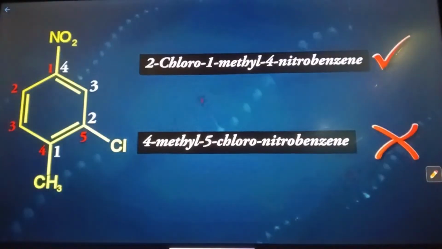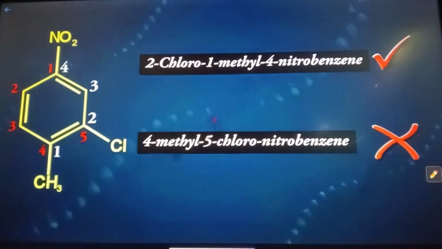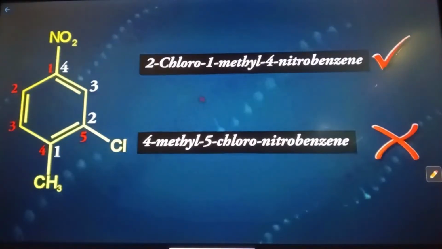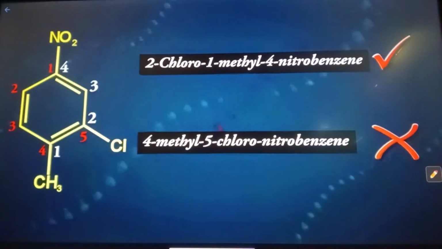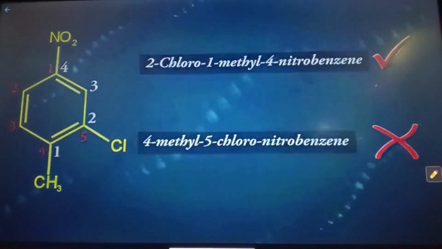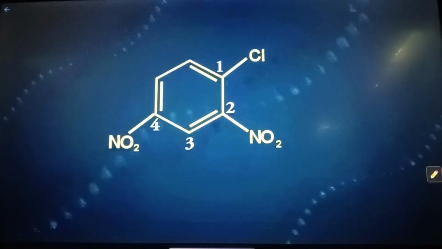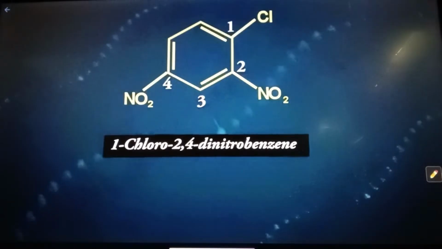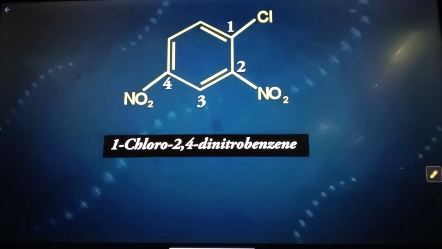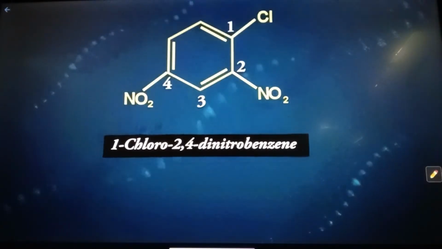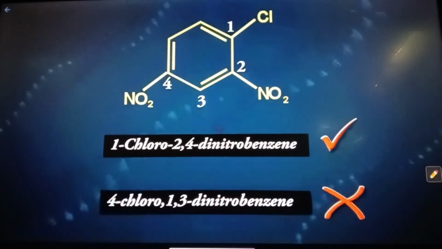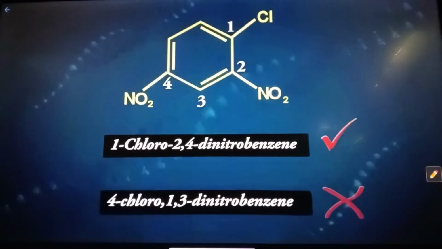Hope you can understand why we have numbered chlorine at position 2 instead of position 5. Let us see another example. This compound would be named as 1-chloro-2,4-dinitrobenzene. Not 4-chloro-1,3-dinitrobenzene.